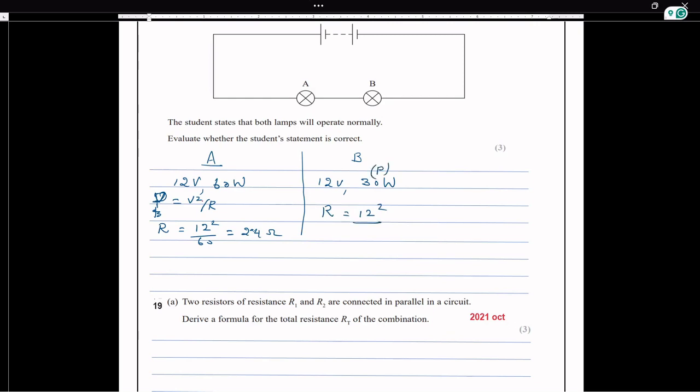On the other hand, the resistance calculation is 12 square over 30, where 30 watts is the power, which is giving an answer of 4.8 ohms. It is double. So you see that the resistance of lamp A is less than the resistance of lamp B. Lamp B is 4.8.